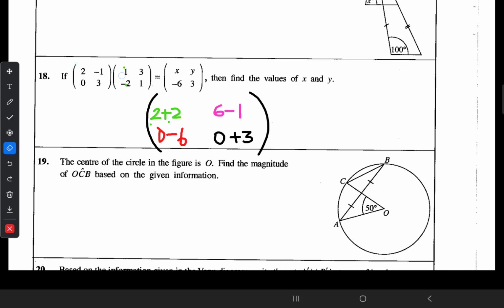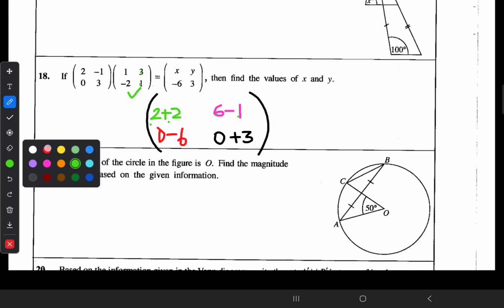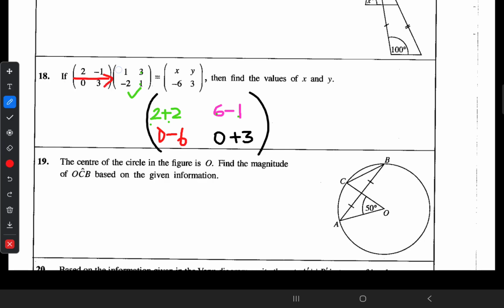And secondly, we need to multiply first row with second column. 2 times 3 is 6. Negative 1 times 1, negative 1. And thereafter, thirdly, second row, first column. 0 into 1, 0. 3 into negative 2, negative 6.